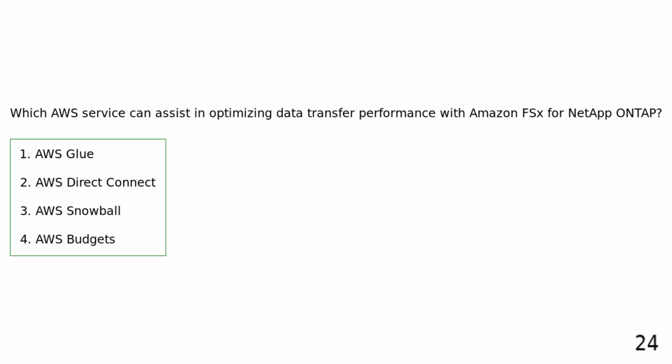Which AWS service can assist in optimizing data transfer performance with Amazon FSx for NetApp ONTAP? AWS Glue, AWS Direct Connect, AWS Snowball, AWS Budgets. AWS Direct Connect can optimize data transfer performance with Amazon FSx for NetApp ONTAP.